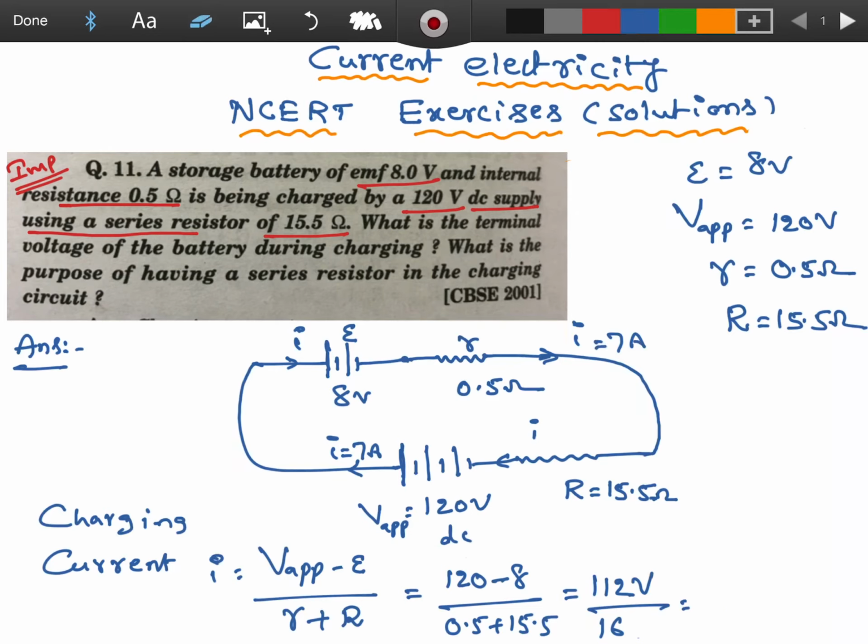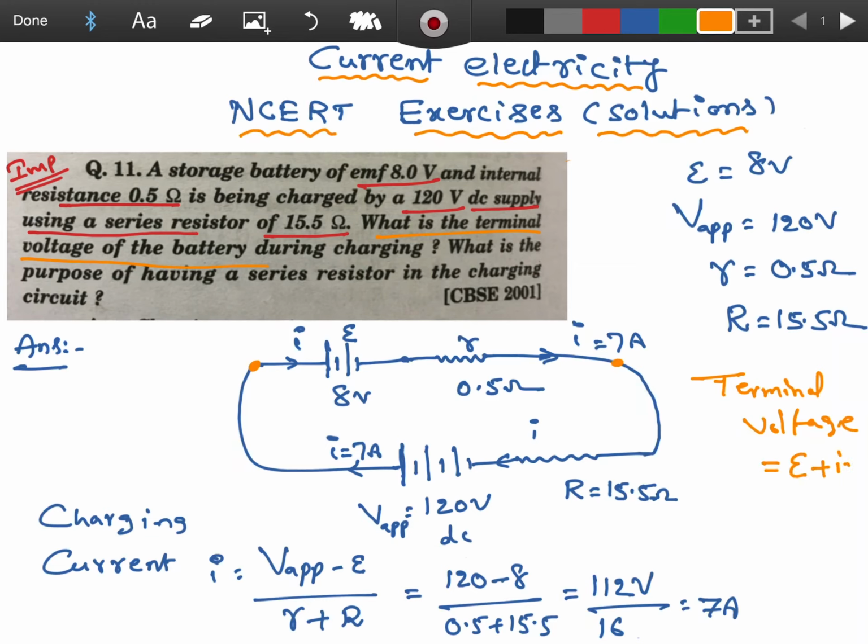This is 7 ampere current. But they are not asking what is the 7 ampere current and what is the current in this charging current. They are asking to find what is the terminal voltage of the battery. Terminal voltage of the battery means from here to here. What is the terminal voltage for the charging situation?